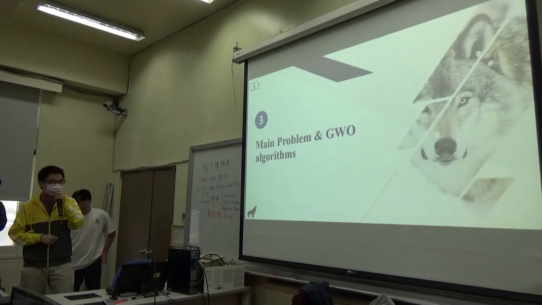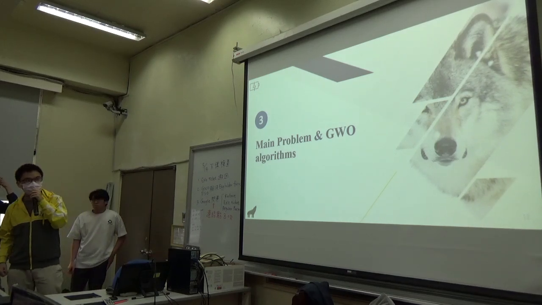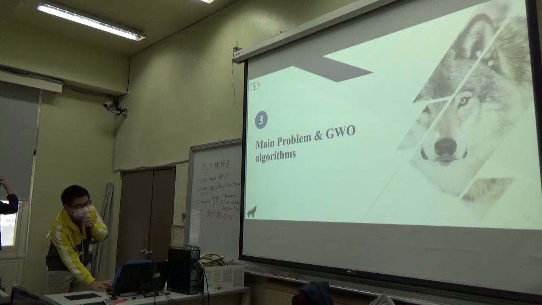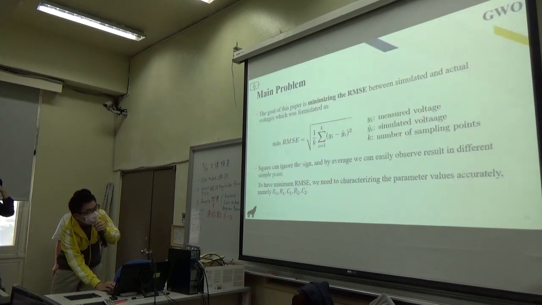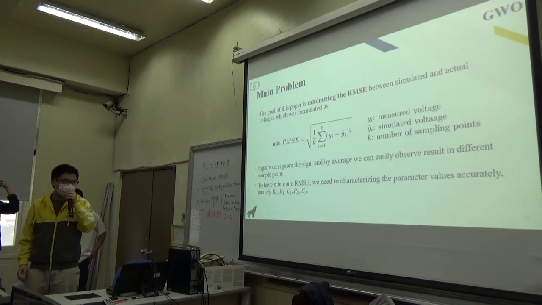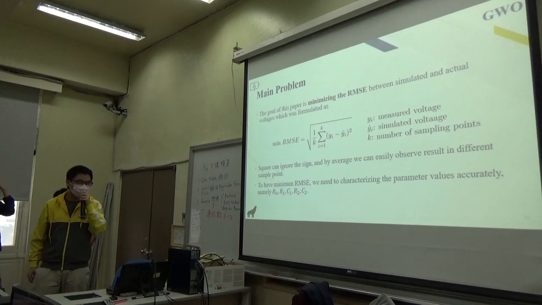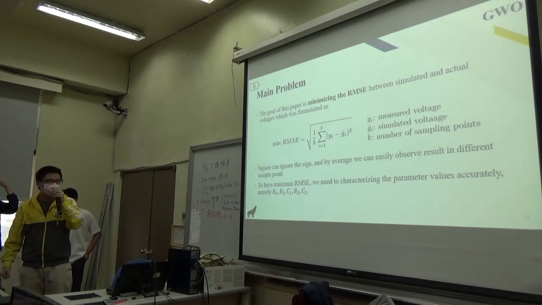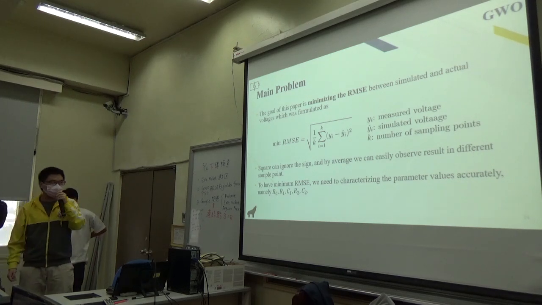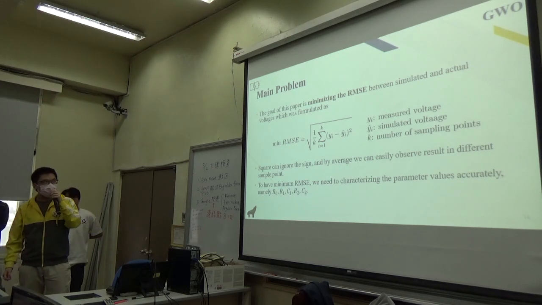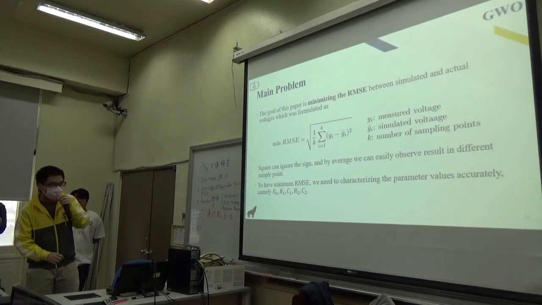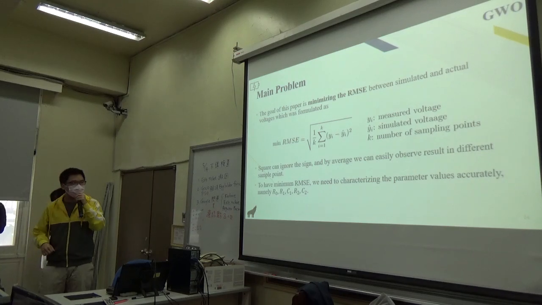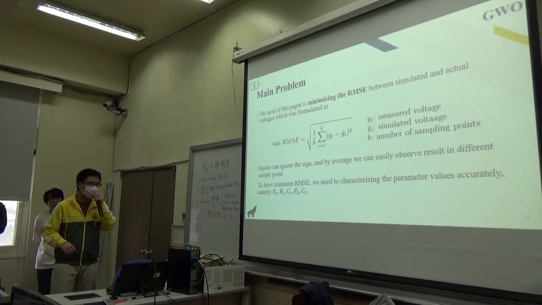Okay, in this chapter, I'm going to talk about the main problem. In the last chapter, we introduced the electric circuit model, and now we want to know the five parameters, R0 to C2, that need to be characterized. To evaluate the simulated and the actual voltage, we include the root mean square error to evaluate this correctly.